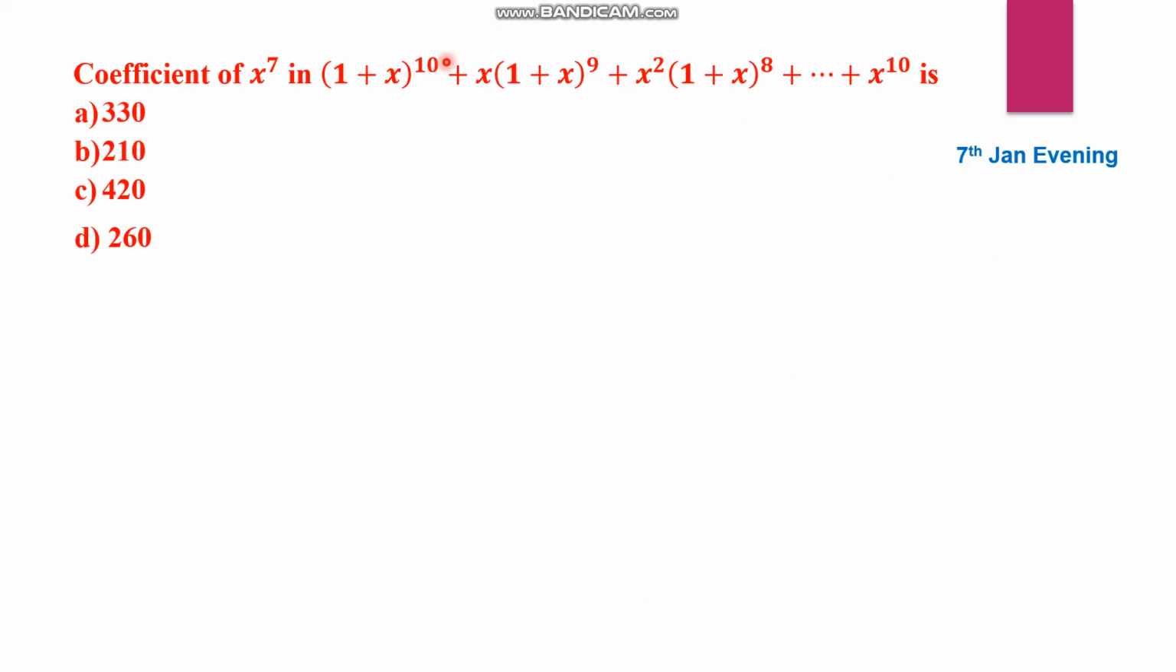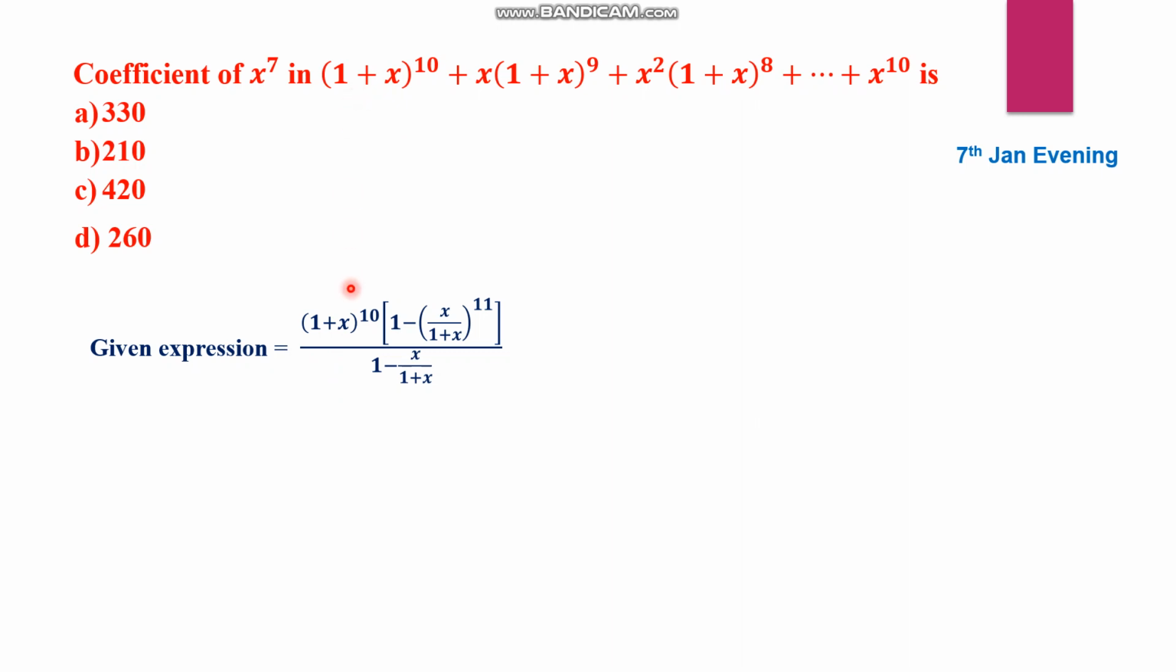Let's start with the first question, which appeared on 7th January evening. The question is: the coefficient of x power 7 in (1 plus x) to the power 10 plus x into (1 plus x) power 9 plus x square into (1 plus x) to the power 8 plus etc. up to x power 10 is. Now look at this expression. Even though this is a binomial expansion, this follows something else, which is the geometric progression.